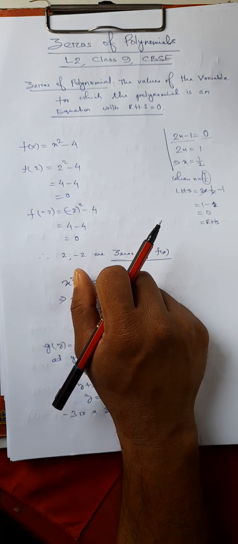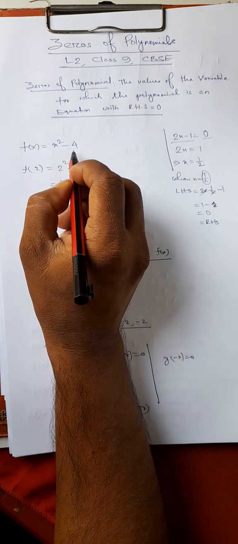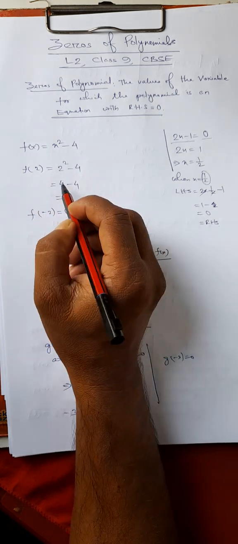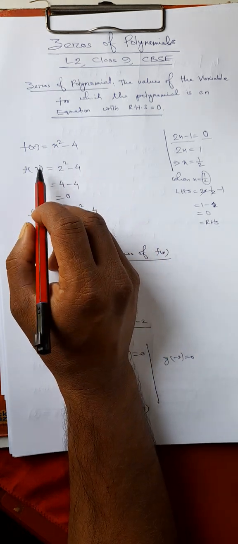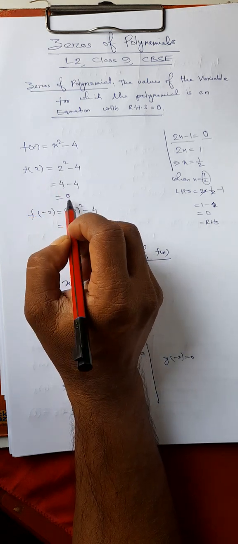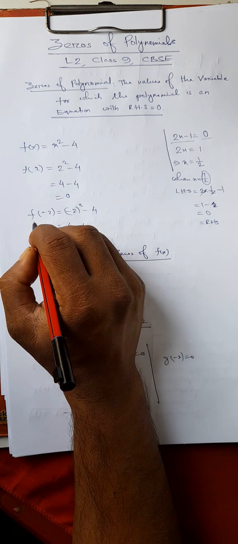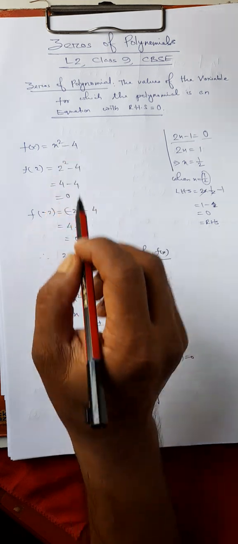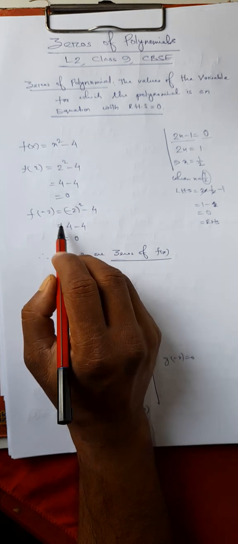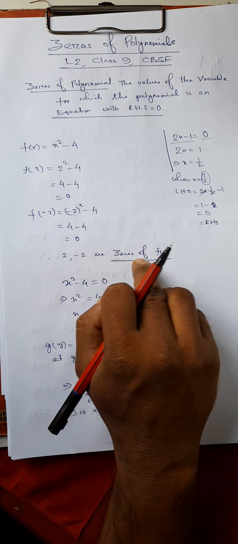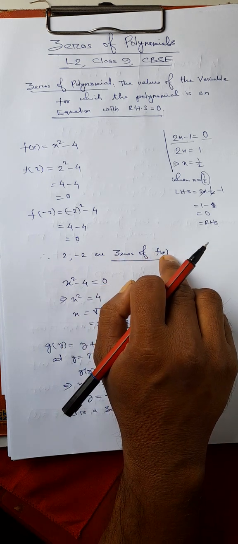Now let's consider f(x) equal to x square minus 4. You see f(2) equal to 2 square minus 4, that means when you put x equal to 2 in this polynomial, you see 2 square minus 4, 4 minus 4 equal to 0. Similarly, f(minus 2), you put minus 2 in place of x. Again you find 0. f(minus 2) is also 0. Therefore, 2 and minus 2 are zeros of this polynomial f(x).